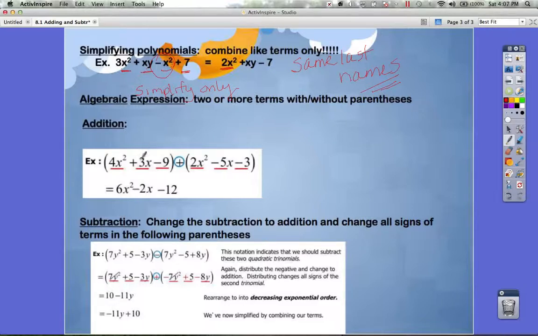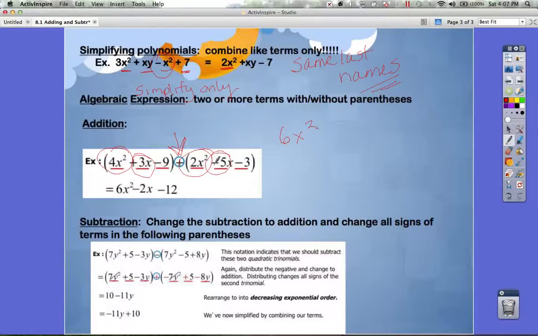So in the problem that I've got here, where we're doing addition, we have 4x squared plus 3x minus 9, all that, added to, notice there's an addition in between the parentheses, 2x squared minus 5x minus 3. When you are doing this and there's an addition in between, you're just combining same last names. So I have an x squared here and I have an x squared here, so that makes a grand total of 6x squared.